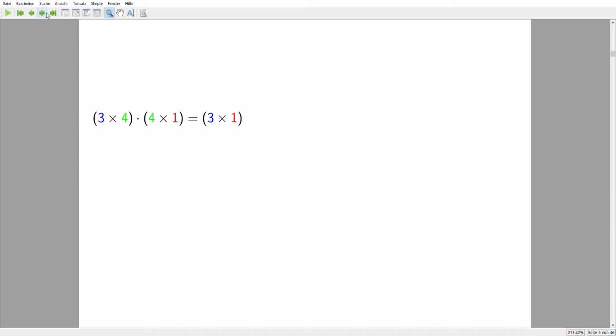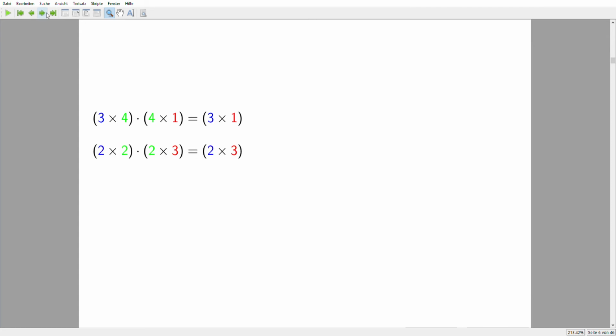So if we have a 3 times 4 matrix and a 4 times 1 matrix, we can build the product and get a 3 times 1 matrix. Why? Because the resulting matrix has the same number of rows as the first matrix and the same number of columns as the second matrix.